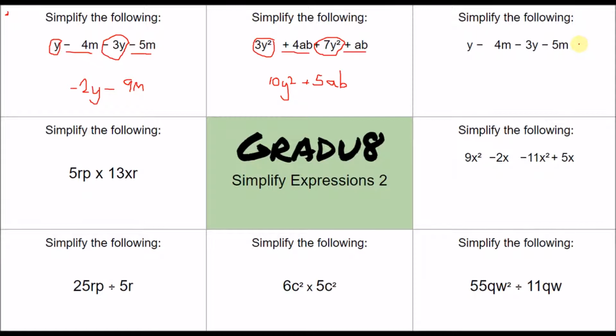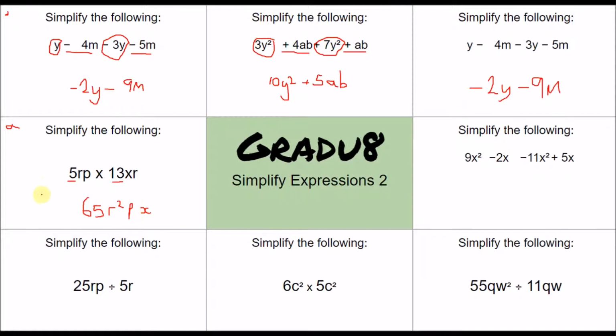This question over here is exactly the same as this question over here. So hopefully you'd already spotted that. Okay, and you can just whack that answer in there. So let's move down to this one then. 5rp times 13xr. If you remember from the previous video, you're going to multiply these numbers together. So you're going to do 5 times 13, which is going to give you 65. Now, the r appears in both, so r times r would be r squared, and then you've got p and x. So p and x, and you just write them out all together.